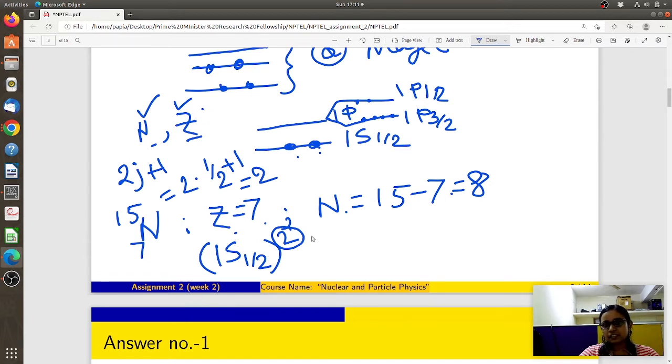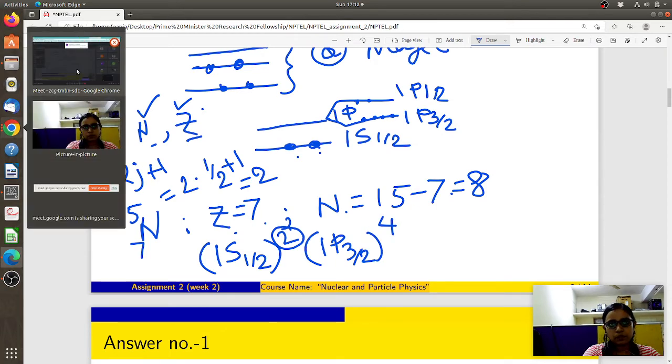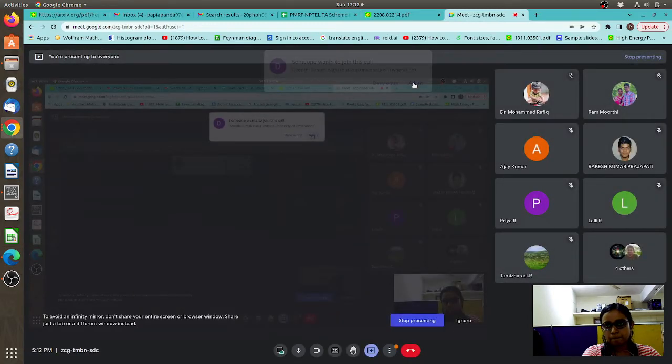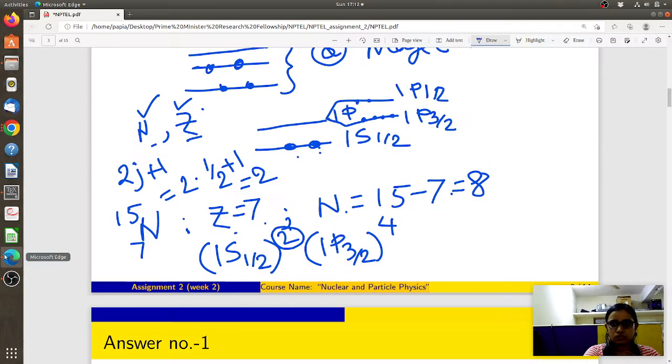It is a standard notation for the shell model structure. Then 1p 3/2 with 4. Why 4? Because 3/2 times 2 plus 1 gives 4. And then 1p 1/2 with 2, because 1/2 times 2 plus 1 gives 2. So this type of configuration will be there.